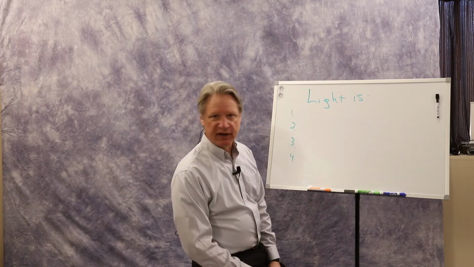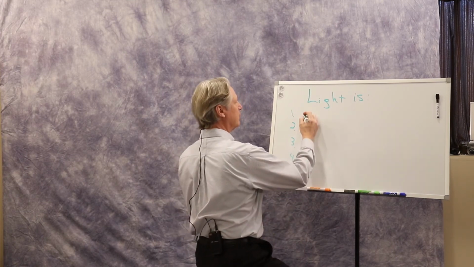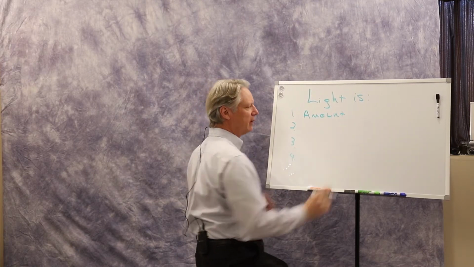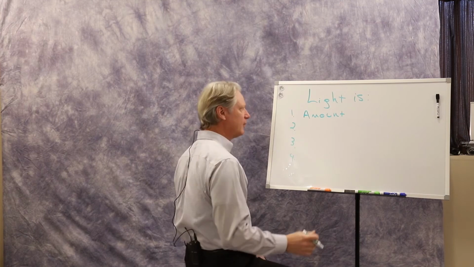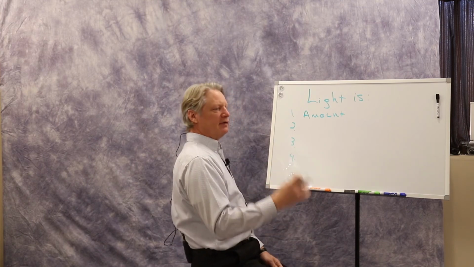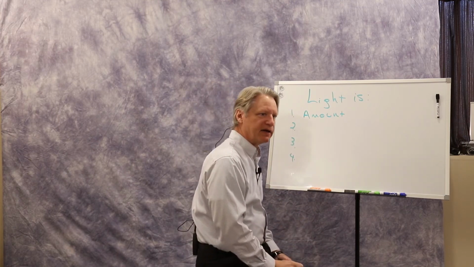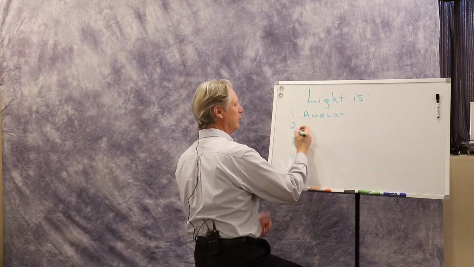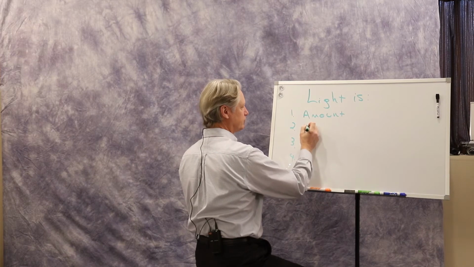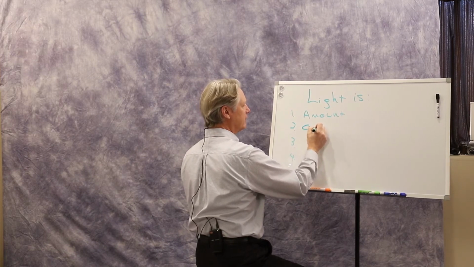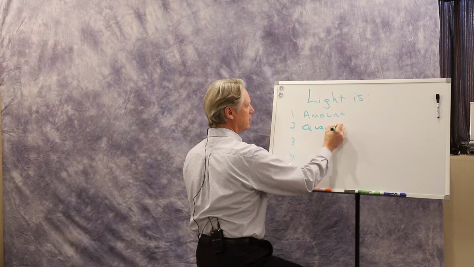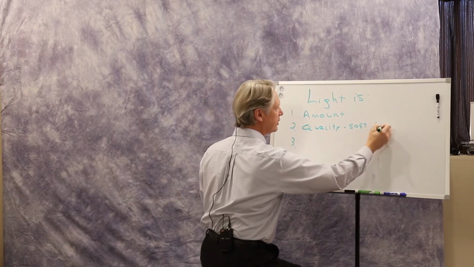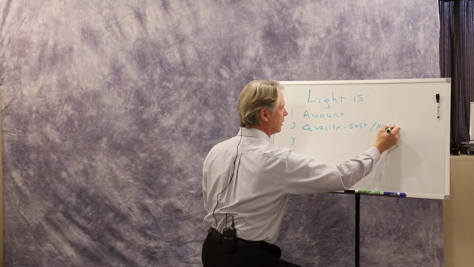First one typically we think about is how much light do we have to work with. So light is amount, right? How much? Then we try to think of some of the other aspects of light, right? We know how much, but what is it doing? What might be the quality? Is it soft? Or is it harsh?